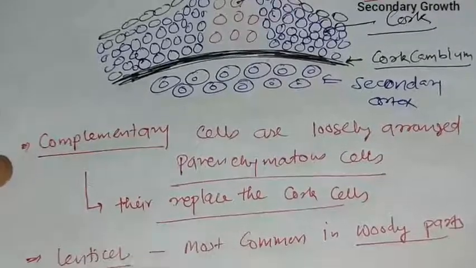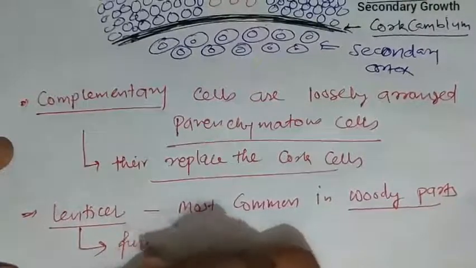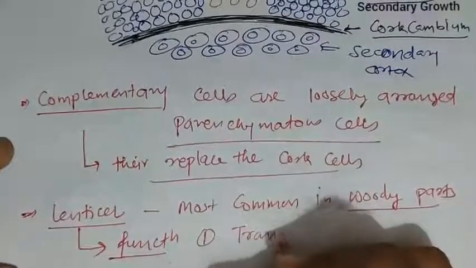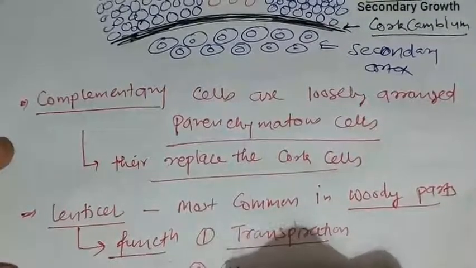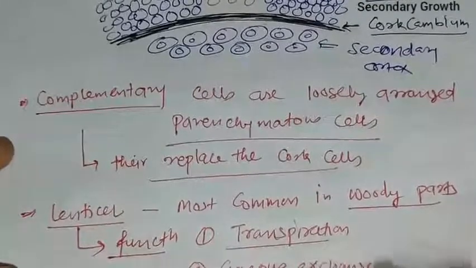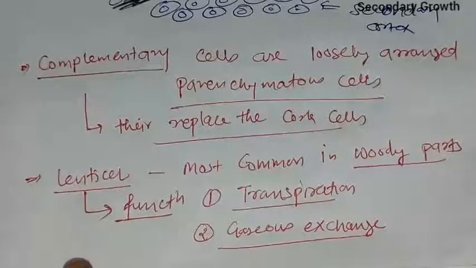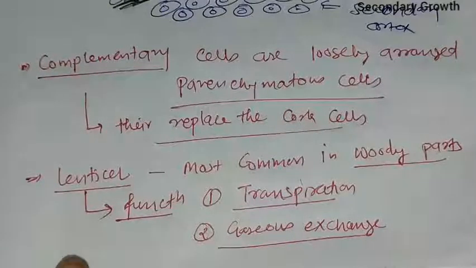and this lenticel helps in functions like lenticular transpiration, that is a loss of water in the form of vapor, and second, gaseous exchange. They play a role in these two particular mechanisms. So this is the activity of cork cambium, formation of periderm, and then formation of lenticel. So this is all about a dicot stem. Now in dicot stem these three activities occur.